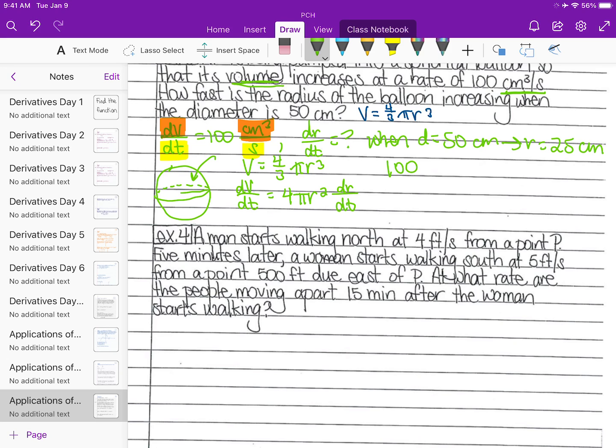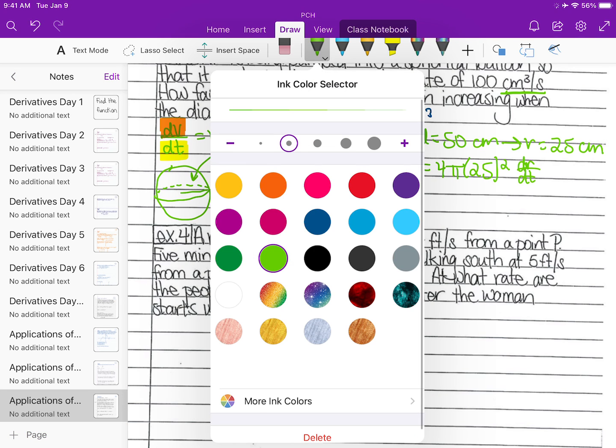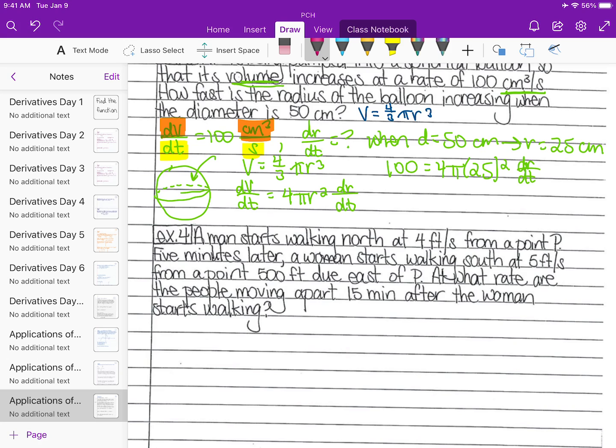Okay, so the 100 goes in for dV/dt, 4 pi r squared, and then dr/dt is what I'm trying to find. I'm going to show you some math teacher magic. I've got 100 on both sides. You're like, no you don't. Yes I do. I'm going to divide both sides by 100.